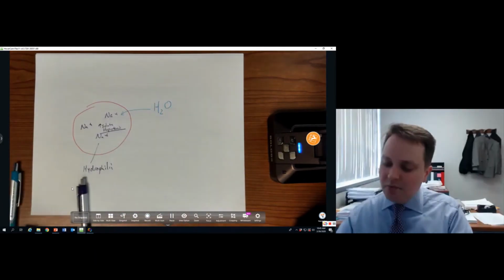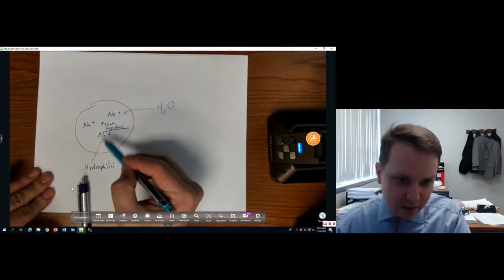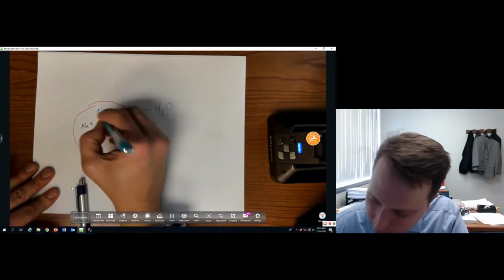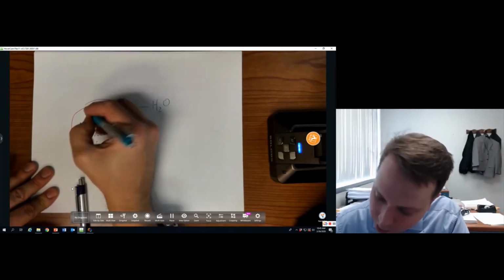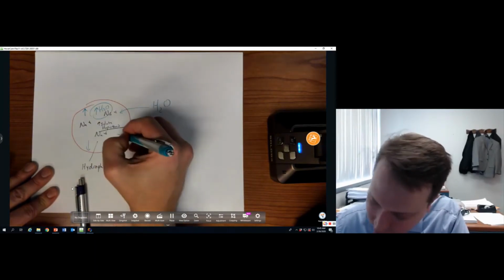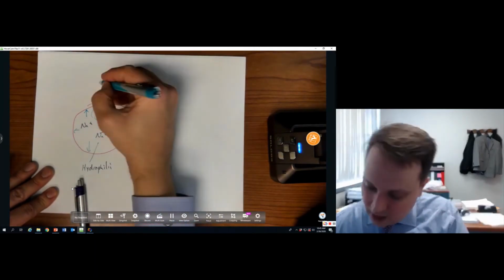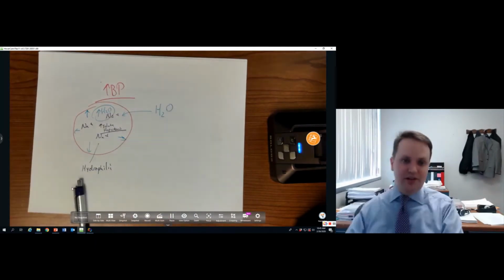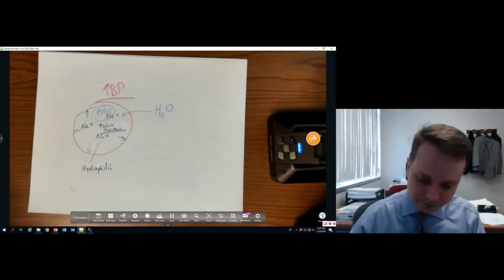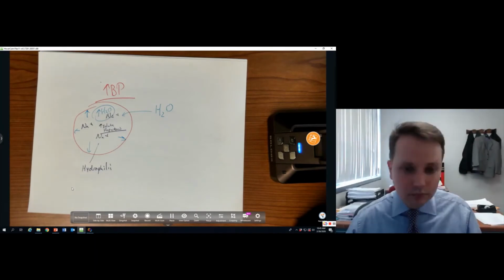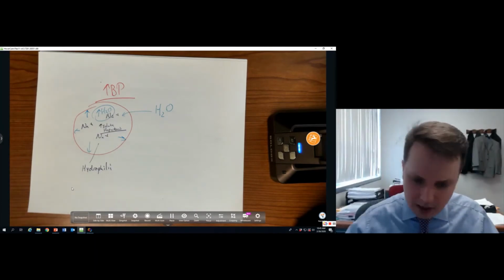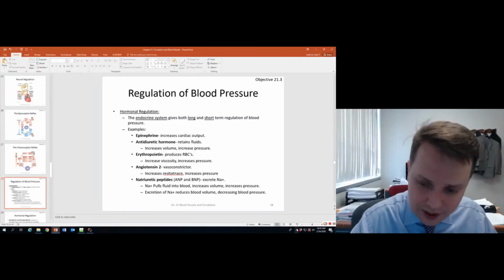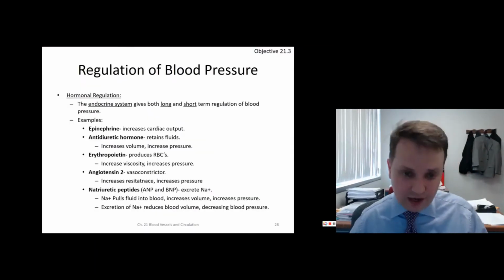Water moves towards a hypertonic environment, and that will cause an increase in water, making the water push out against the blood vessel wall, and that causes a dramatic increase in blood pressure, if this makes sense. Okay? I really hope that makes sense. Now, that's what natriuretic peptide does, is undoes what I just drew.